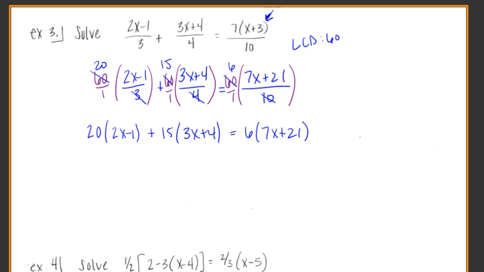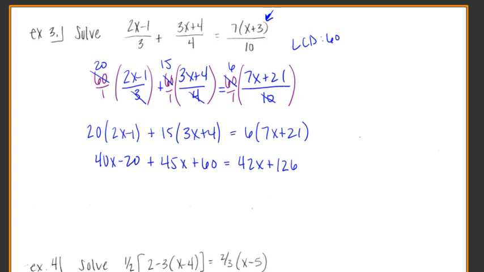So all we have to do is just distribute in each of these 3 parentheses, group all my x's to the left, my constants to the right, and we can call this problem finished. So distributing 20, we'll get 40x minus 20 plus 15 times 3 would be 45x plus, and 15 times 4 is 60, is equal to 42x plus, and let's see, 6 times 21 is 126.